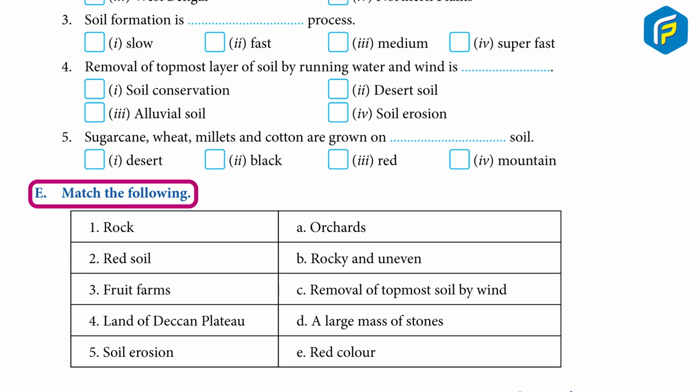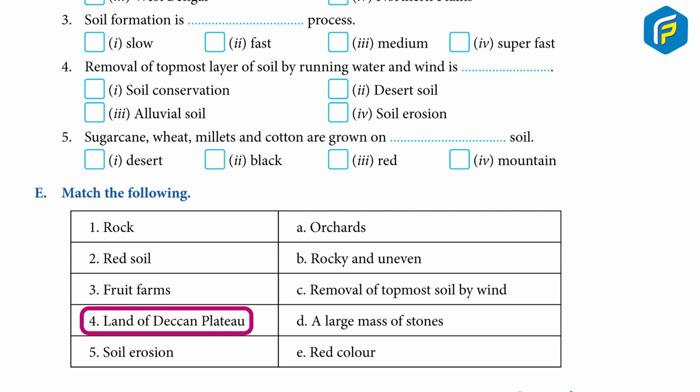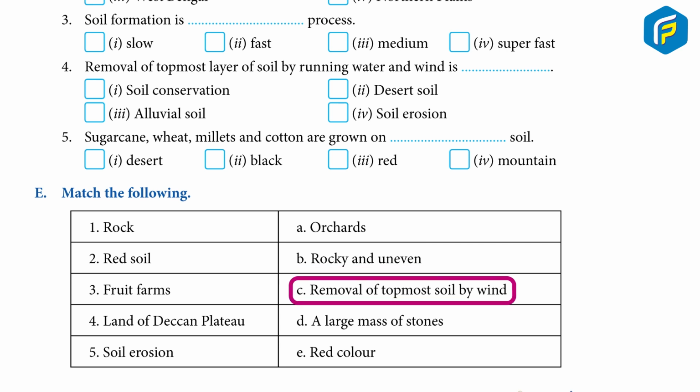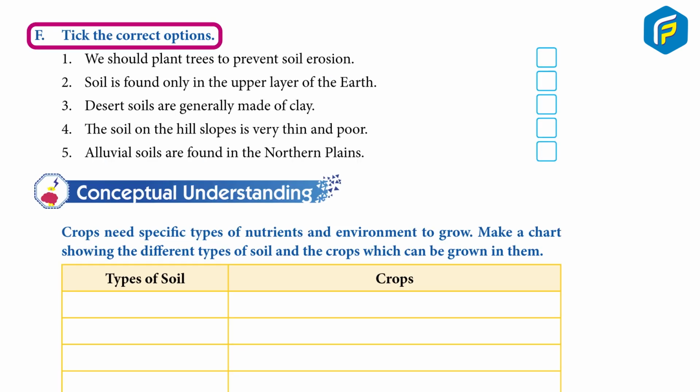E. Match the following. 1 rock, 2 red soil, 3 fruit farm, 4 land of Deccan Plateau, 5 soil erosion. A. Orchards. B. Rocky and uneven. C. Removal of topmost soil by wind. D. A large mass of stones. E. Red color.